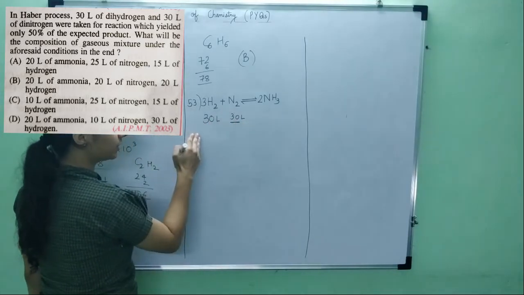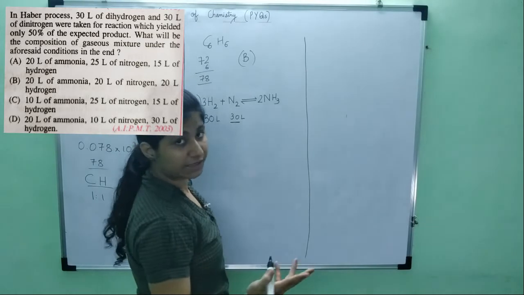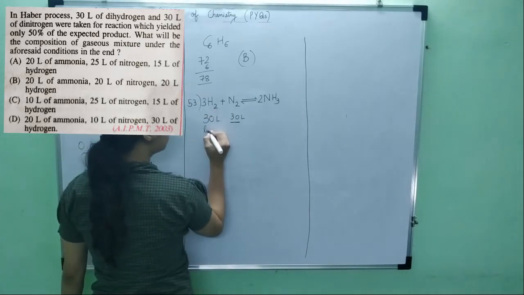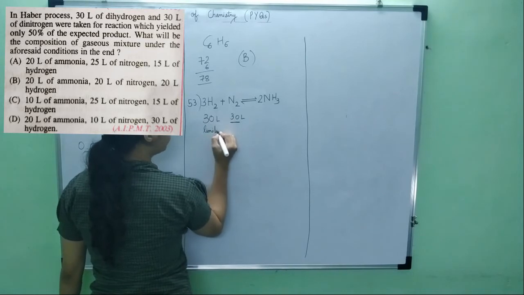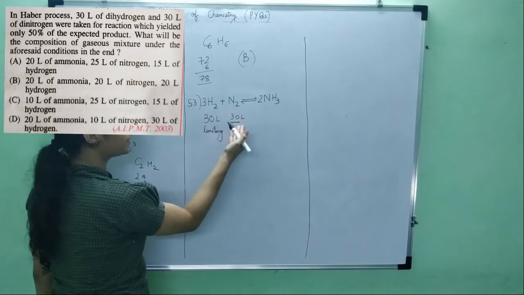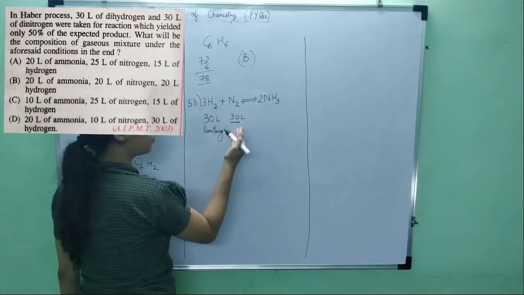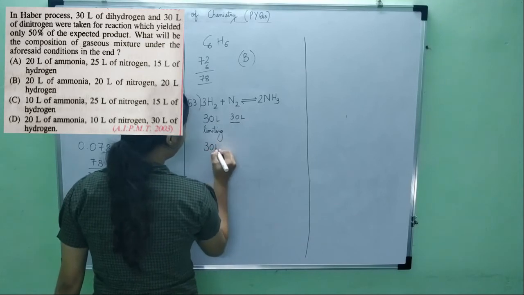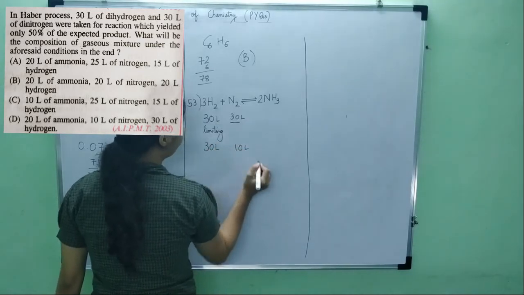So if this is 30, how much of this should be needed? 3 times of 30, which is 90. But 90 is not given, it is given 30. So hydrogen is what? Hydrogen is limiting. Okay. So if this is 30, so 1/3 of this will react. So not 30 will react. What would react? 1/3 of this, 10 would react. So if 30 liter of hydrogen is taken, only 10 liter of it would react.